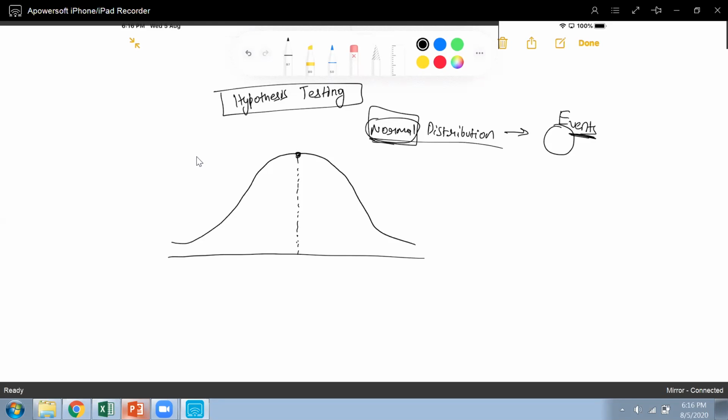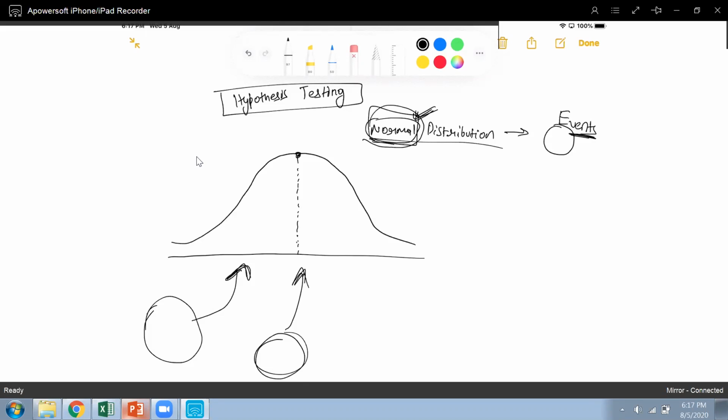So what can be the events? For example, the average heights of the people for a particular population will follow a normal distribution. Take another example: the average temperature in a day, and we calculate the temperature for every day. That will also follow a normal distribution. So this distribution is frequently occurring in the universe. That's why we call it a normal distribution.